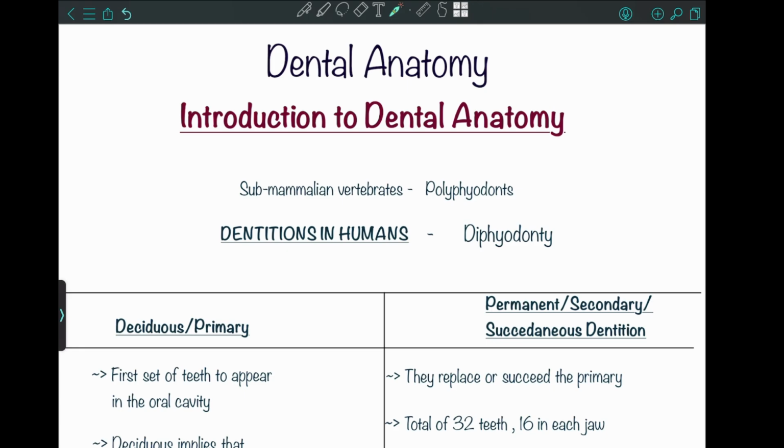Humans, like most mammals, have two sets of teeth, the deciduous or primary dentition and the permanent or secondary dentition. Such a condition where the two generations of the teeth are present in a lifetime is called diphyodonty. Most submammalian vertebrates are polyphyodonts, with many successions of teeth necessary to compensate for continual loss of teeth.